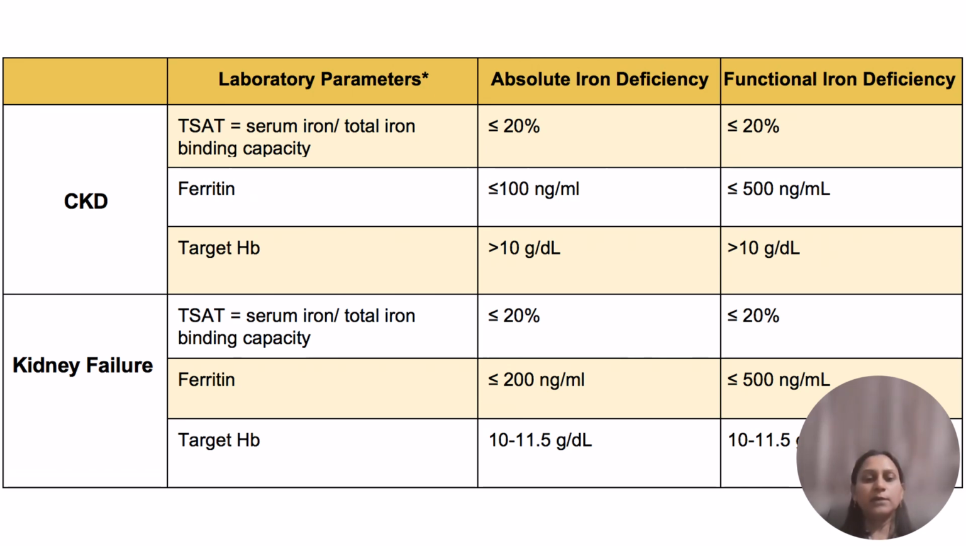In patients who are on dialysis, T-sat of less than 20% and ferritin of less than 200 is suggestive of absolute iron deficiency. For functional iron deficiency, it remains the same: T-sat of less than 20% and ferritin of less than 500. Target hemoglobin in patients who are on dialysis is between 10 to 11.5 grams per deciliter.